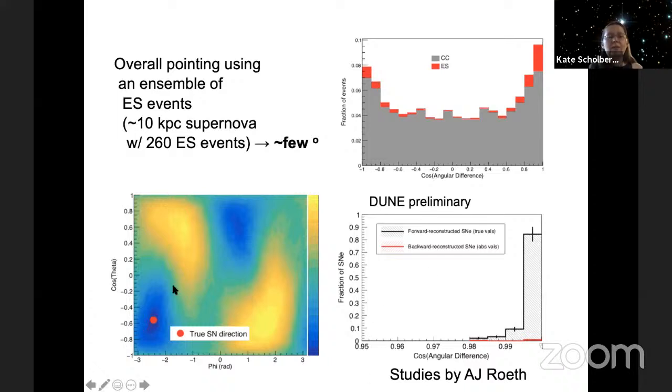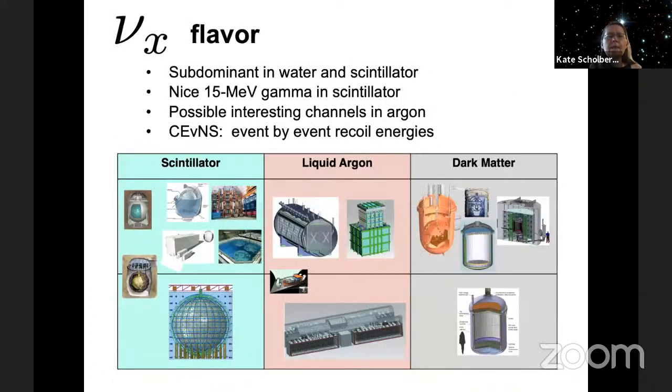And so here's an example. This is the true supernova direction. This is using the ensemble events. This is where the best fit is. And this plot here shows you the cosine of the angular difference. And it turns out to be good to something like 5 degrees. And so that's very promising. We can actually also use the other charge current interactions, which have a little bit of an anisotropy, but there's a lot of them, so we can use those as well. Okay, so that's electron neutrino.